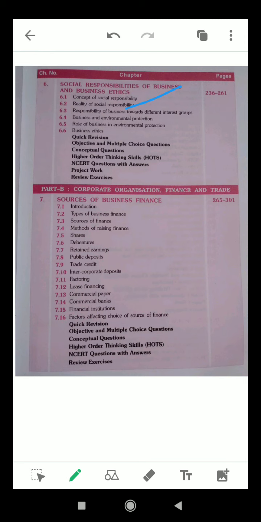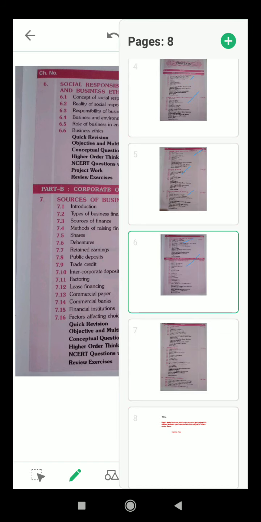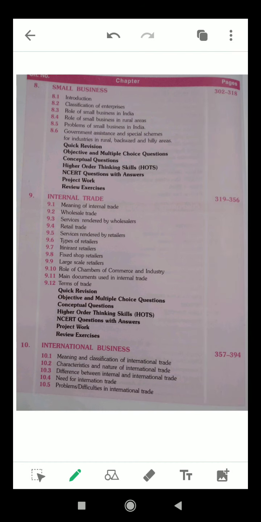And in part B, chapter 7 is sources of business finance. Chapter 8 is small business. Chapter 9 is internal trade. And the last chapter is international business.